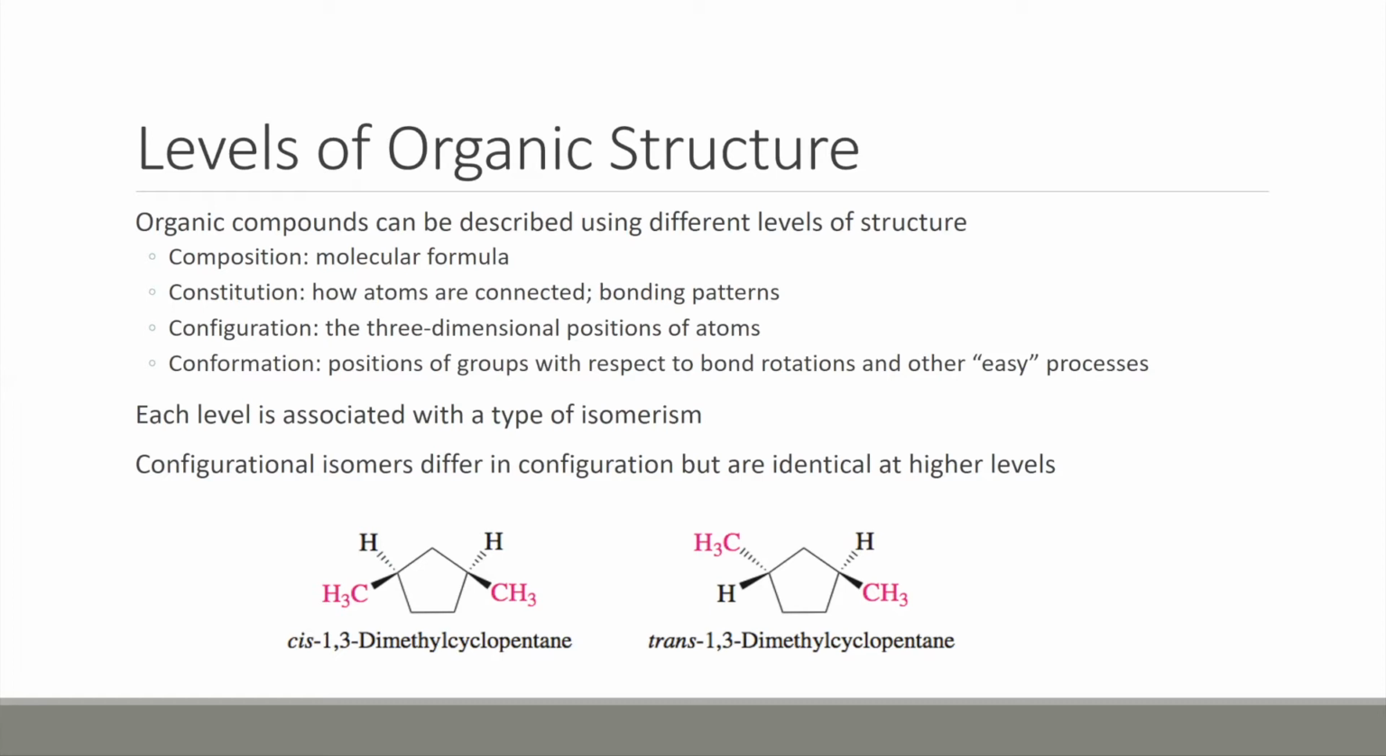And each of these levels is associated with a type of isomerism. For example, configurational isomers differ in configuration, but are identical at higher levels. So here you can see a configurational isomer would be an example like dimethylcyclopentane being in the cis configuration or the trans configuration.